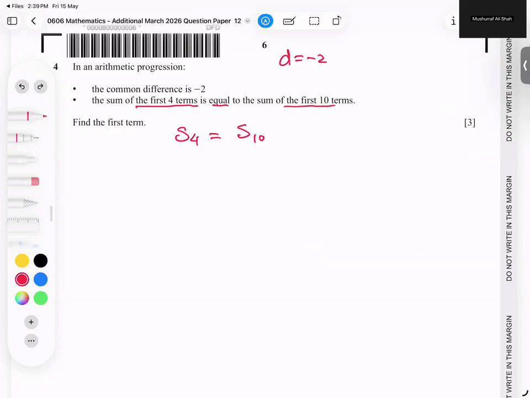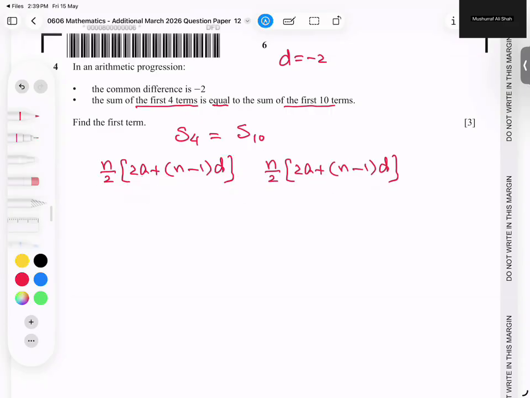How can we use this? Students, try this one. First of all, we must know the formula n over 2 into 2a plus n minus 1 into d. The same formula we have to use again, but the interesting part is one time we will plug in 4 and one time we'll plug in 10, because it says that the sum of the first 4 terms, S4, is equal to the sum of the first 10 terms. I think the idea is very clear. Now I'm replacing every n by 4. Leave a as a.